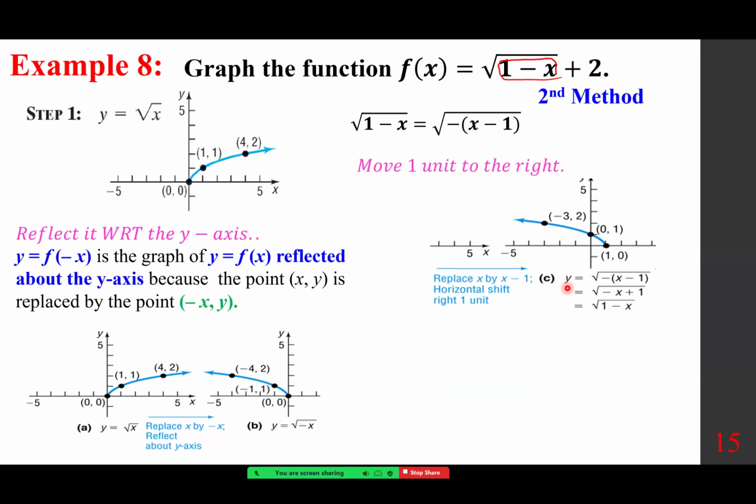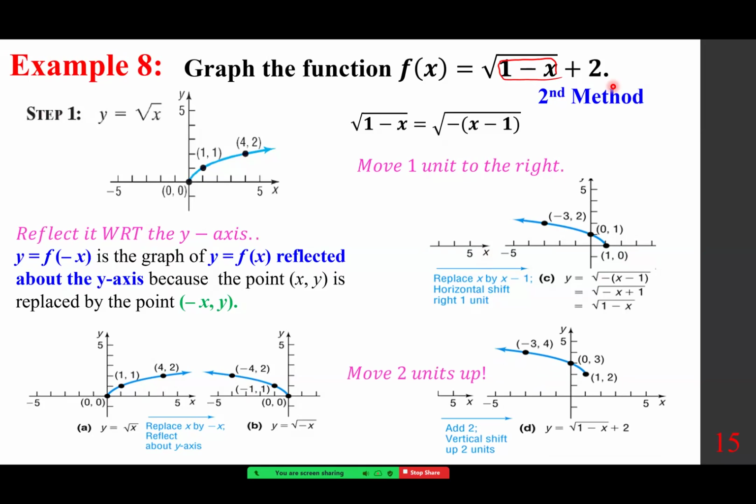So we have y equals square root of minus x. Then we are going to write it as square root of minus x minus 1. As you know, it's the same as minus x plus 1, or the same as 1 minus x. So we have the same thing, but this is a different approach. And I think this is easier to understand, but it's absolutely your choice. Finally, we move up by 2 units and we get to the same answer as before. So I like the second method better. As long as you are comfortable with one of them, that's good enough.